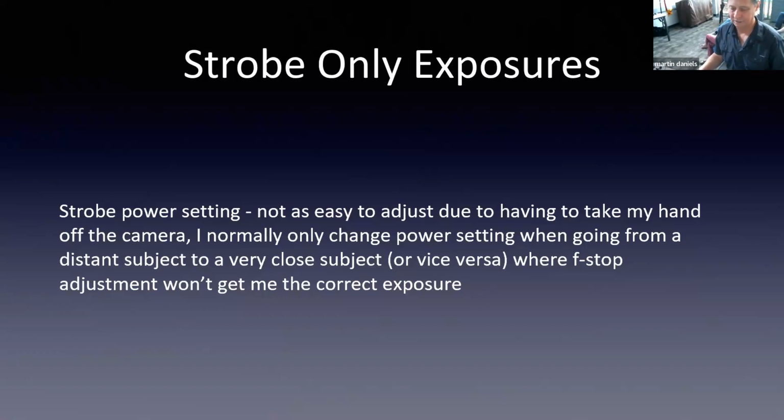But the strobe power setting would be the next thing I would adjust, because it's a pain in the butt, because you have to take your hand off the camera and actually turn the knobs on the strobes to do a manual adjustment. And I usually only do that if I'm shooting macro, if I'm going from a subject that's really big and far to something that's much, much closer and tiny. Because most of the time I'm able to make a manipulation just with the f-stop and get where I want.